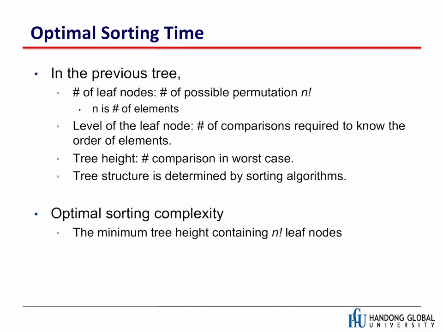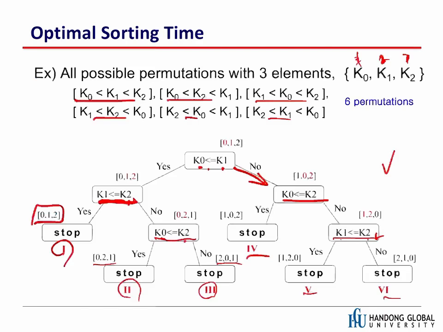Now in the previous tree, the number of leaf nodes is the number of possible permutations, n factorial. So let's go back. We have 6 permutations. 6 is coming from 3 factorial. 3 factorial is 3 times 2 times 1. Why is that? Think about these combinations. We have 3 elements. Then first, we have to choose which one should be the first element.